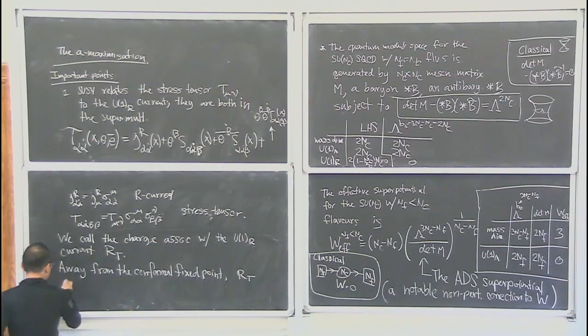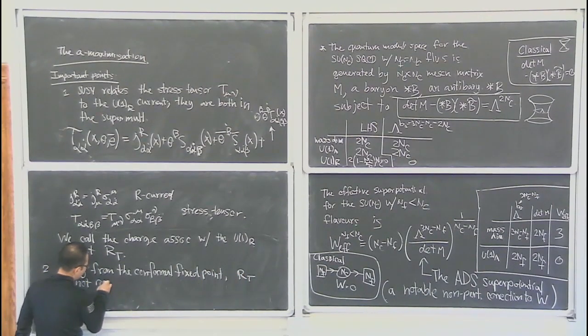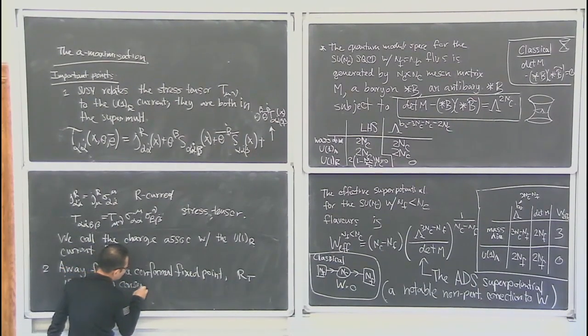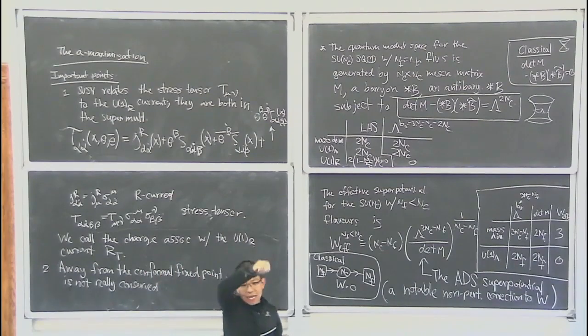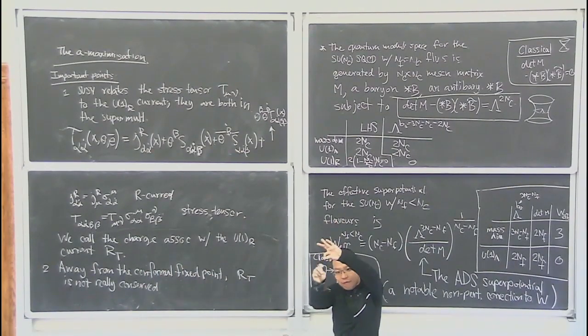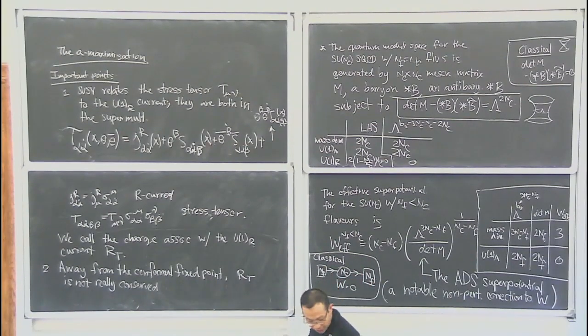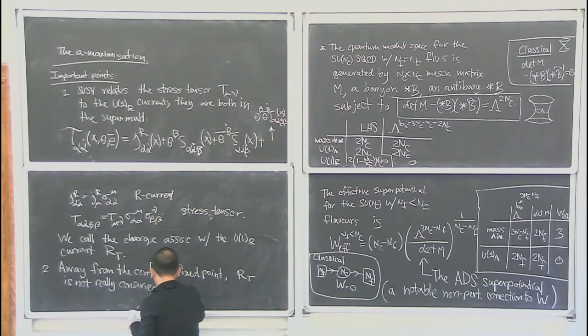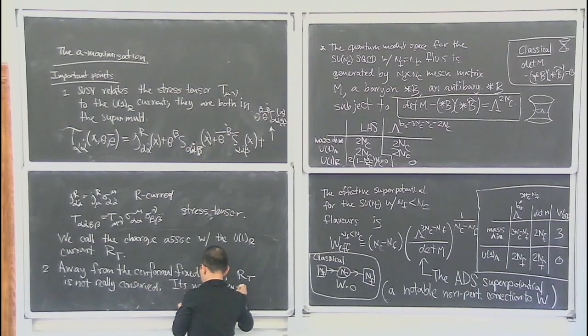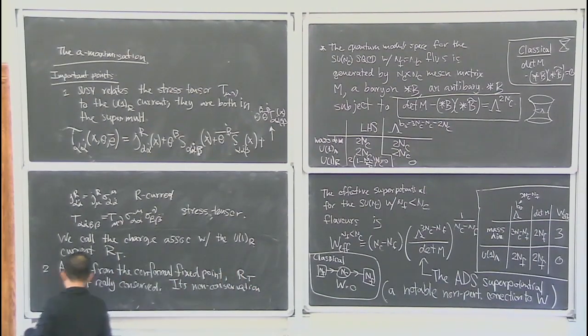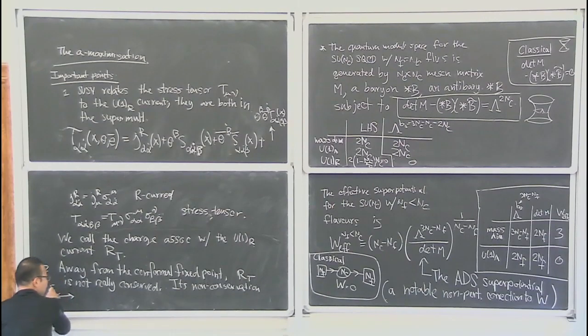R_T is not really conserved. If you talk about renormalization group flow, in the middle of the flow, R_T is not a conserved current. Why? This is because its non-conservation is related, by supersymmetry, to a non-zero T^mu_mu. You agree? Away from the superconformal point, this is non-zero.